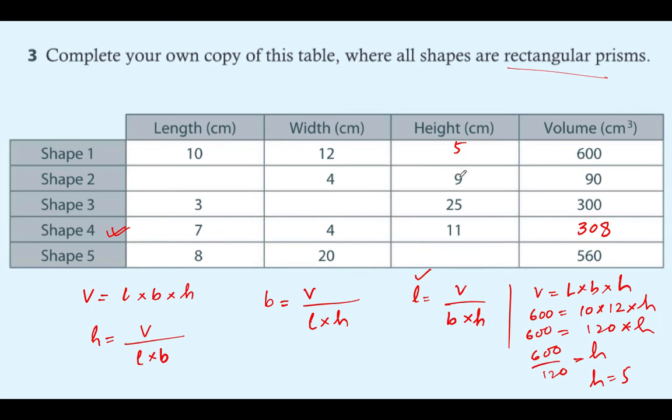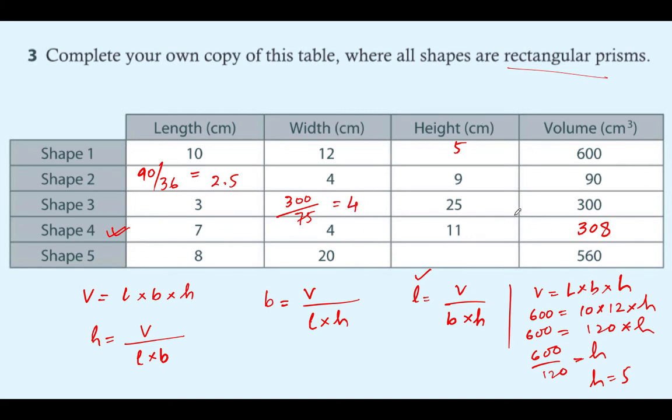So 4 multiplied by 9 is 36. 90 divided by 36 will be the answer, which is 2.5. Now you need to find the width. So width will be just divide the volume by the product of these two. So this will be 300 divided by 3 times 25, which is 75. So 300 divided by 75 is 4.